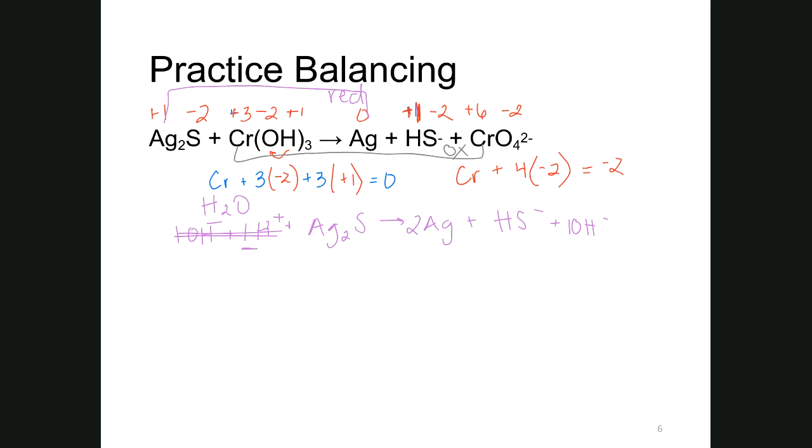Now we need to figure out our electron count. On the left, we have an overall charge of 0 because water is neutral and silver sulfide is neutral. On the right side, silver's neutral. We have HS minus, that's a -1, plus hydroxide, that's another -1. So we have an overall charge of -2 on the right side. So 0 versus -2, we need to add 2 electrons over to the reactant side.